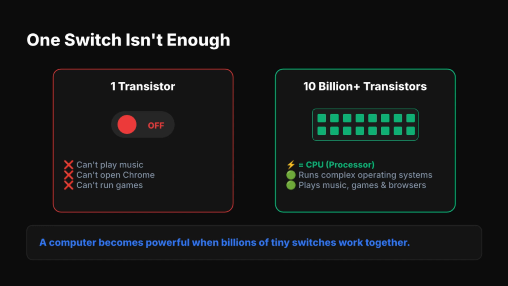A single transistor can only do one very simple job. As you can see, one tiny switch can't play music, it cannot open your browser, and it definitely cannot run your favorite games, right? The real power comes when billions of transistors work together. These billions of tiny switches are packed inside your CPU or processor. Working together, they perform billions of operations every second, and that's what allows your computer to run operating systems, open applications, play videos, and do whatever you do using it. But simply having billions of switches isn't enough. They also need a way to work together and make decisions.